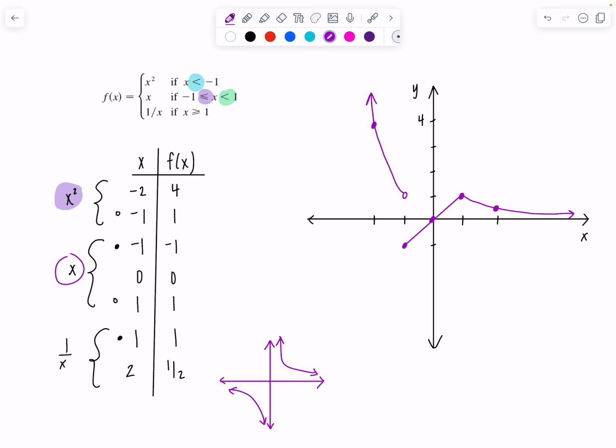How do you like it? I love it, Professor V. Oh, good. So I'll just remind you, this is x squared, this is x, and then this part is 1 over x. Okay?